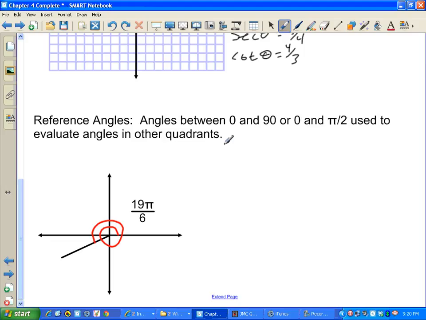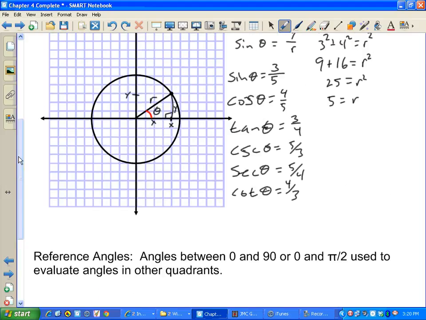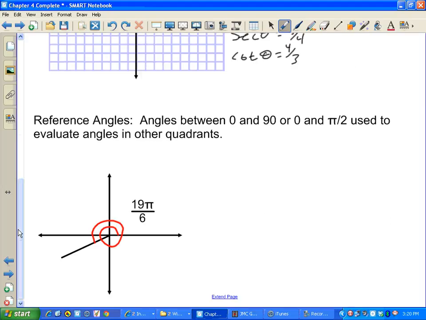Reference angles are something else we can talk about. This just kind of helps you. I mean, if you memorize the unit circle, reference angles are going to seem kind of pointless. But it can help you in a pinch. Basically, they're angles that would be in our first quadrant. So we want to use our first quadrant angles, all the angles in a unit circle that are in this area, to find values of angles that are in all the other quadrants.